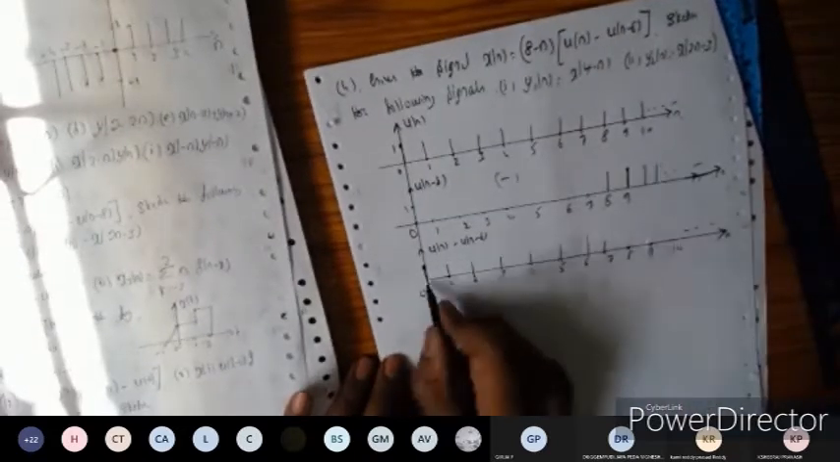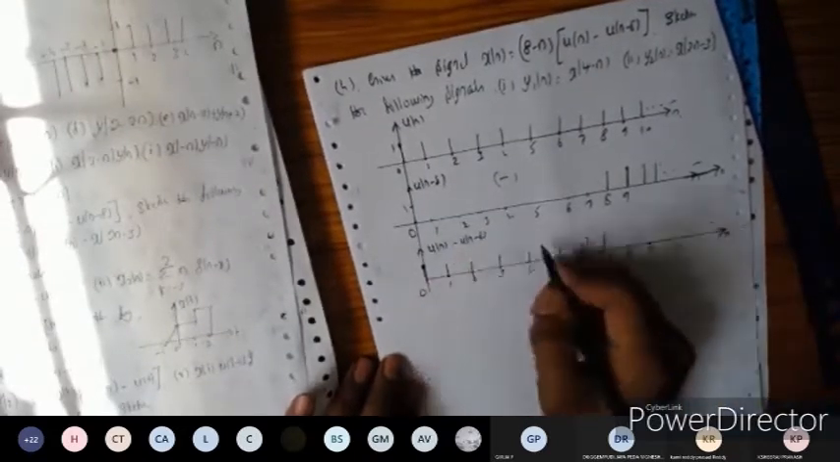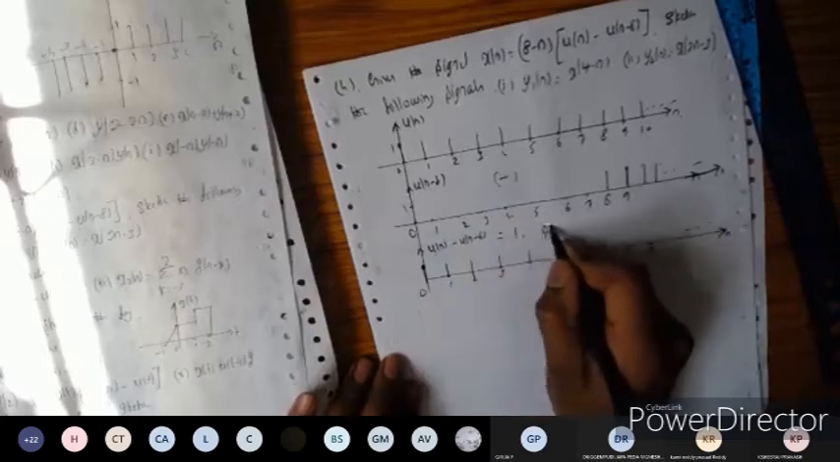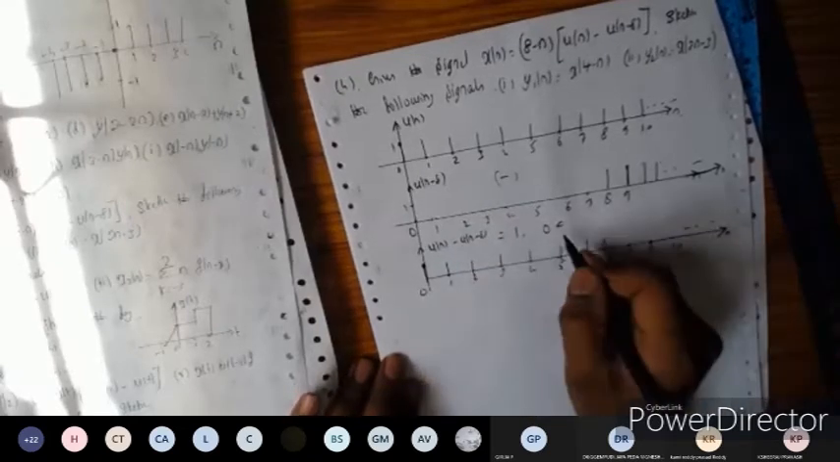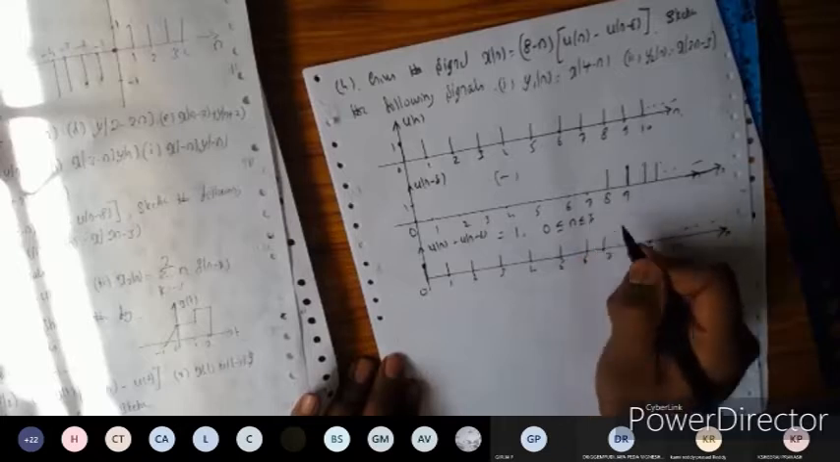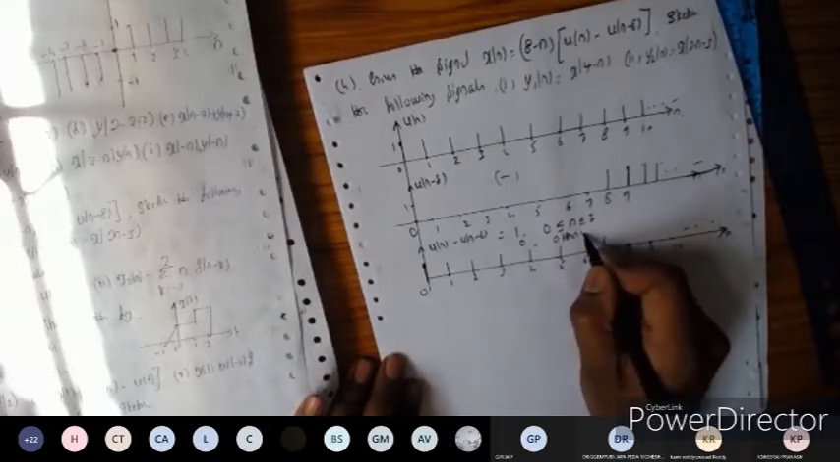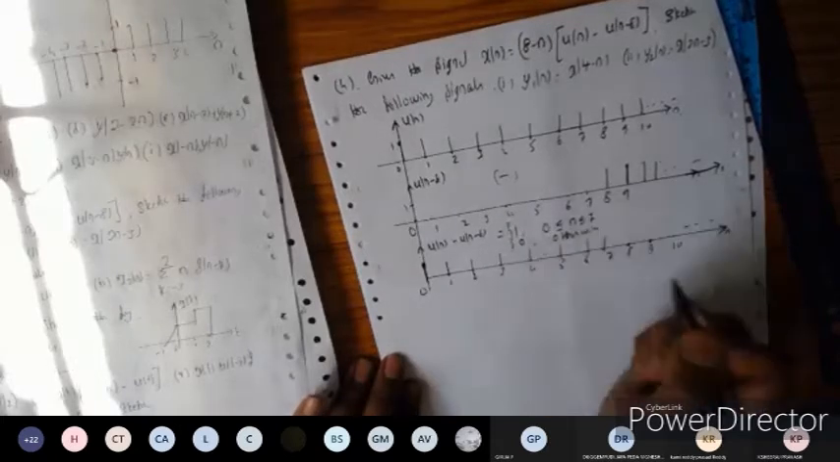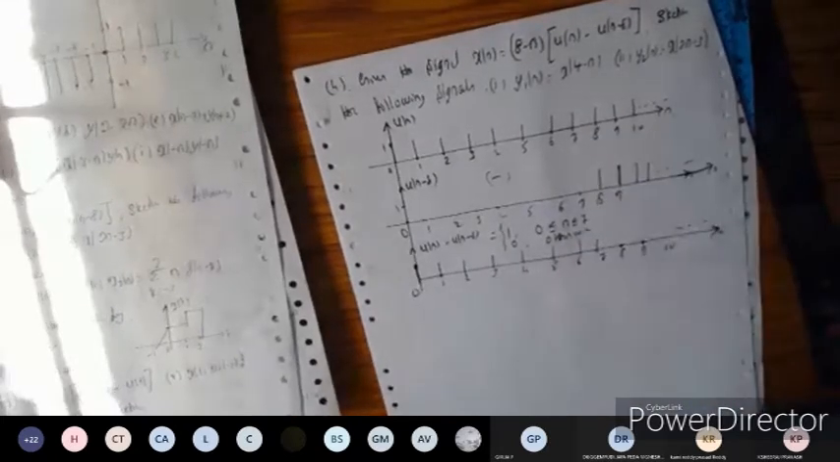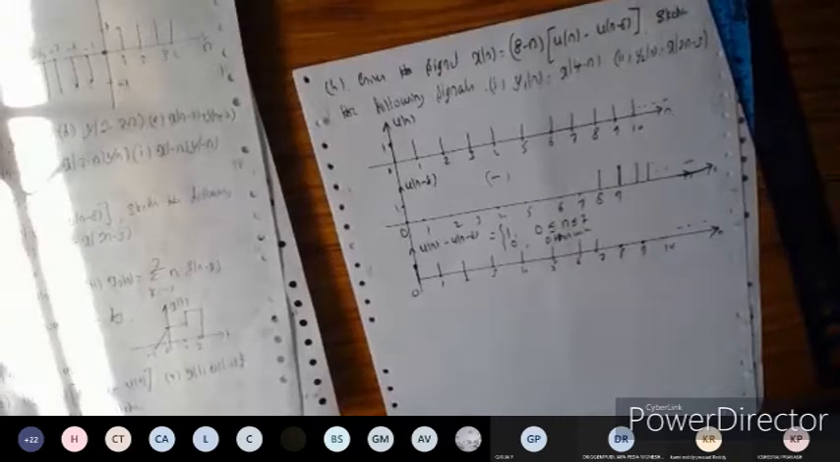So we can say u of n minus u of n minus 8 is equal to 1 for 0 less than or equal to n less than or equal to 7, and 0 otherwise. You got it, right? For discrete-time signals, whenever the unit step function is given, you have to take this kind of operation.